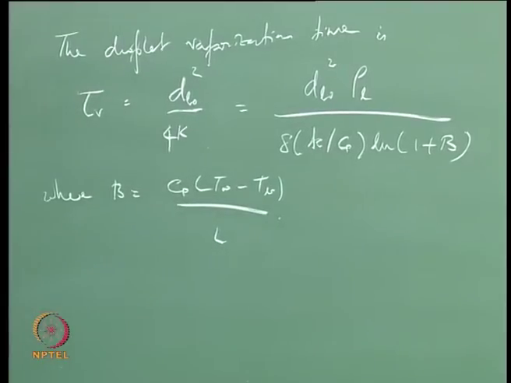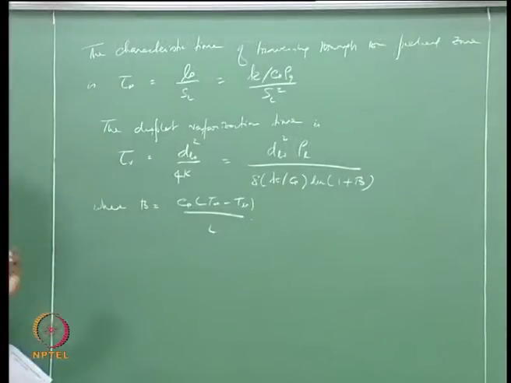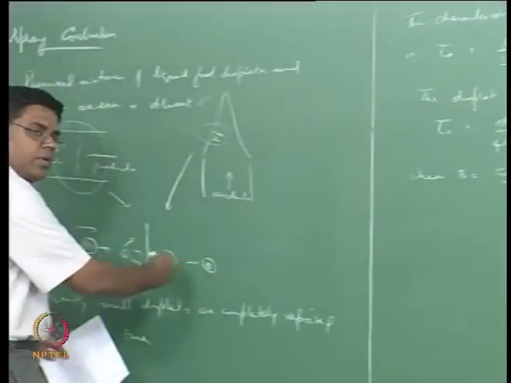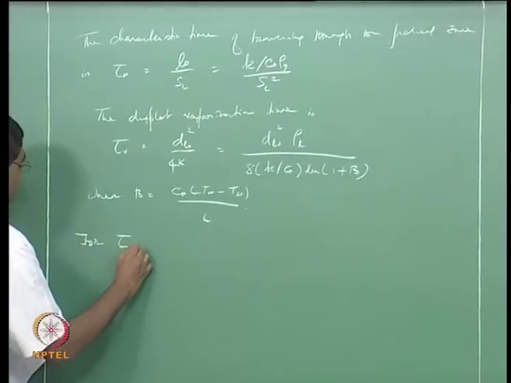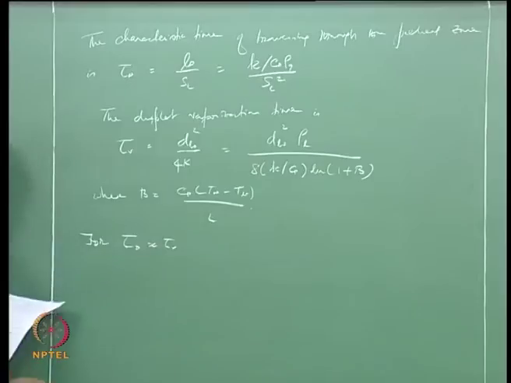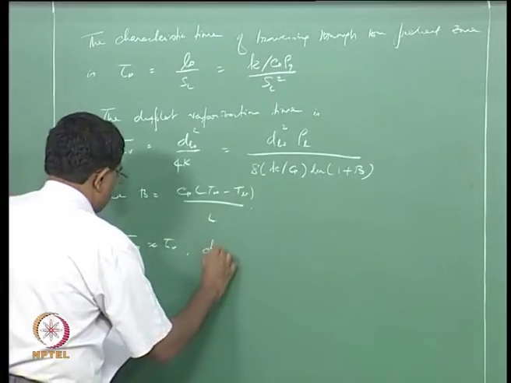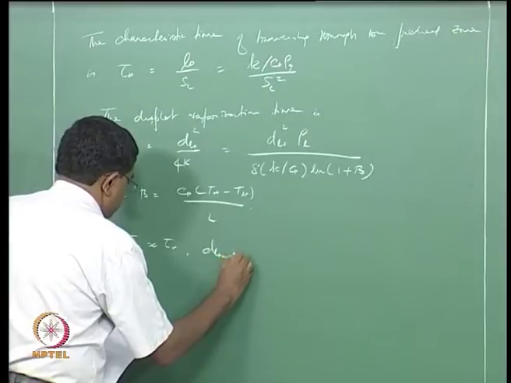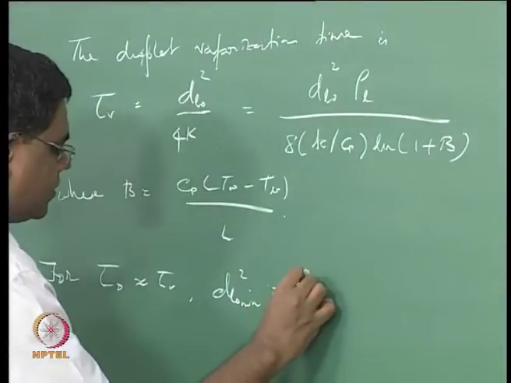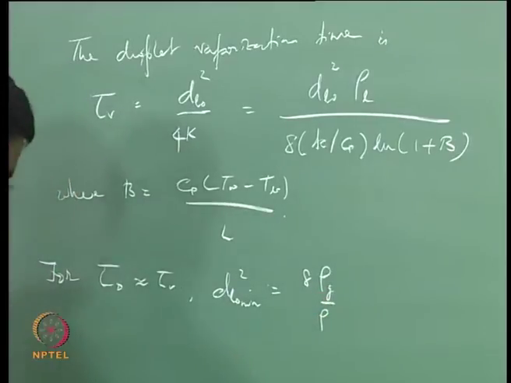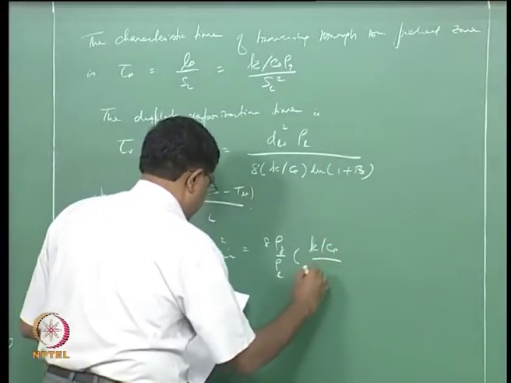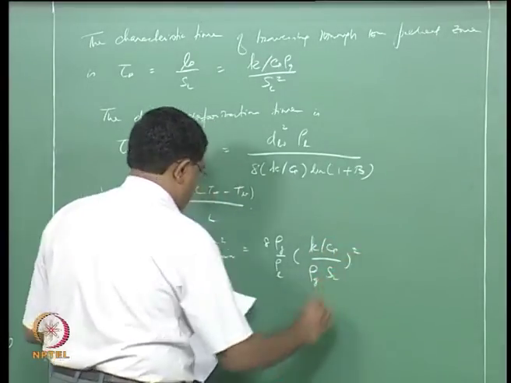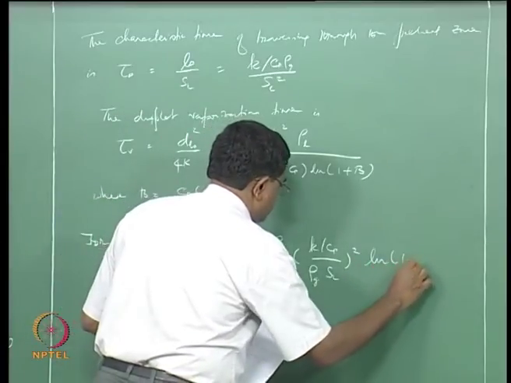So if you now say that these two times are comparable, then we begin to get a diameter of the droplet below which you won't have a single droplet combustion. That means you won't have anything that's burning and coming out of the flame, right? So for tau d approximately equal to tau v, or the same order, dl naught min squared equals 8 rho g by rho l, k over Cp divided by rho g SL, the whole squared, natural logarithm 1 plus b.